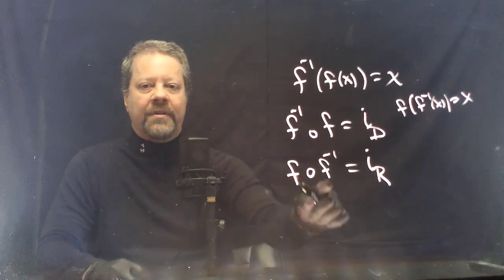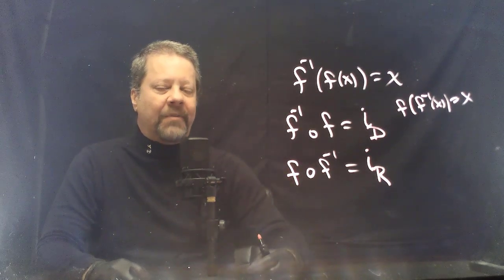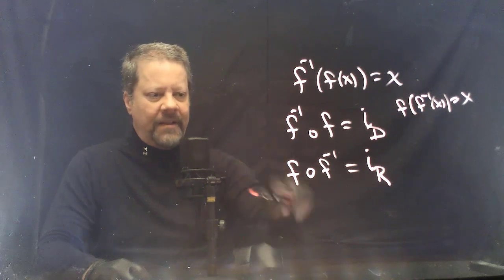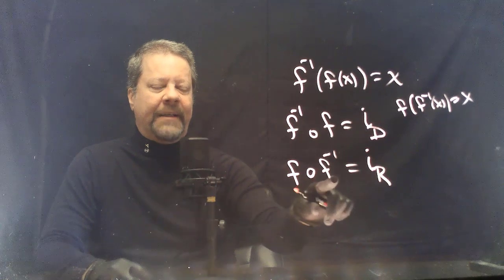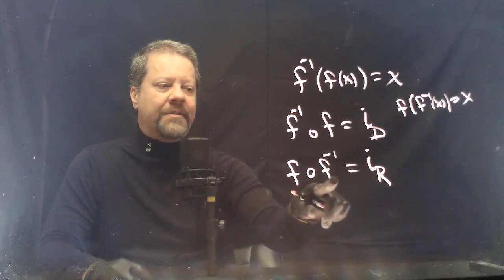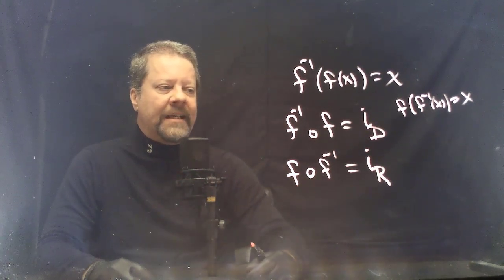Remember, the inverse reverses the roles of domain and range. The domain for f becomes the range for f inverse. The range for f becomes the domain for f inverse. And so this will be the identity on the range.